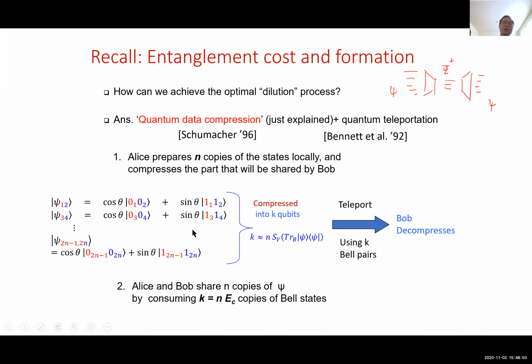So what they could do is, the starting point is they share k pairs of maximally entangled states. Okay.